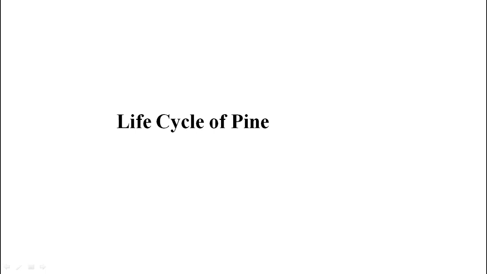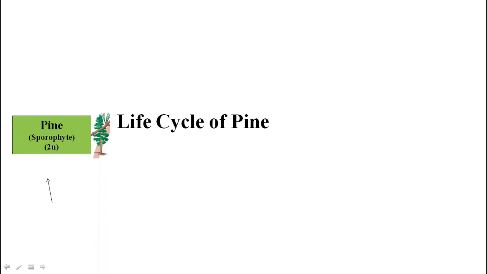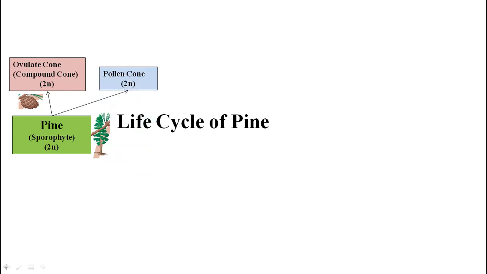In gymnosperms, the main pine tree is a sporophyte, and on the tree there will be female cones, which are known as ovulate cones or compound cones. It is a complex cone, while the male cones are known as pollen cones. These are also known as simple cones because of the spiral arrangement of microsporophylls, which are attached directly to the main axis.